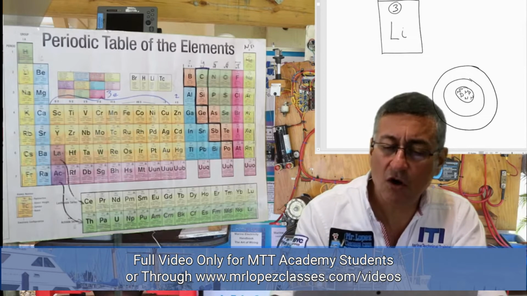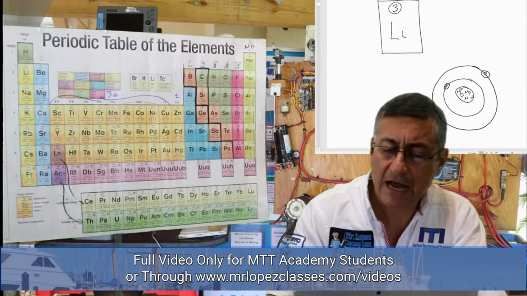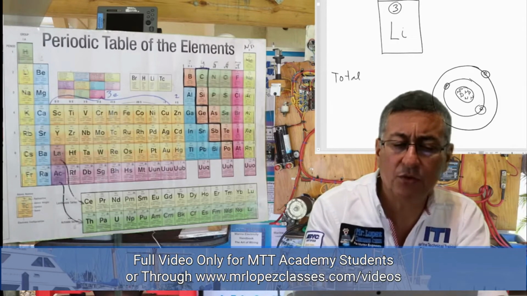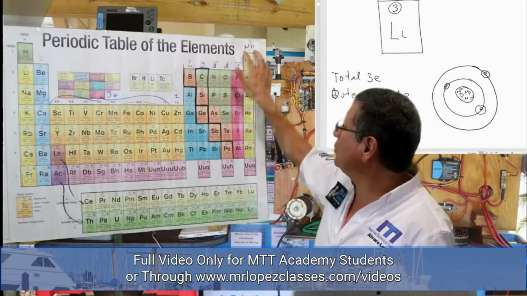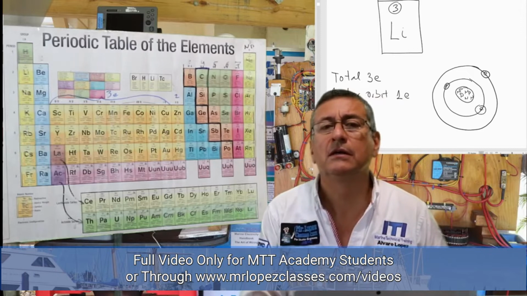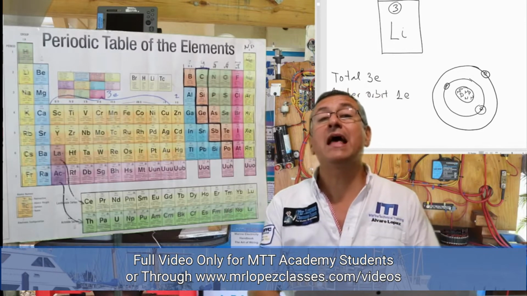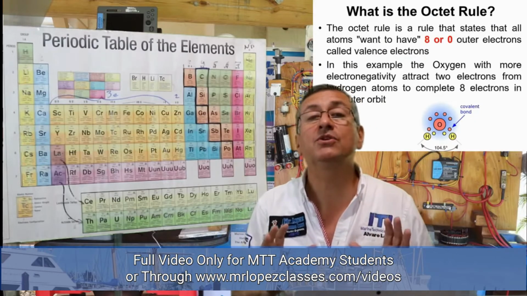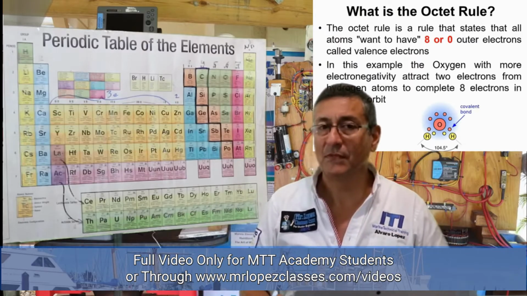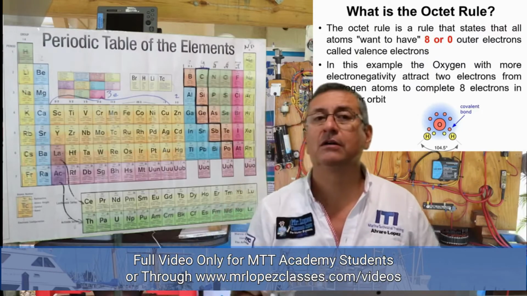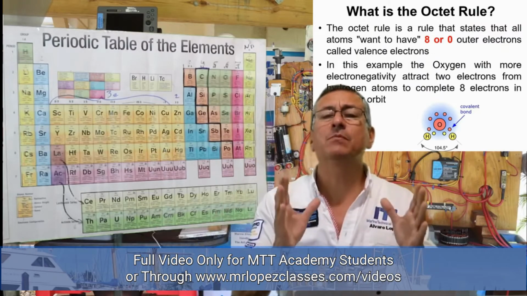in the last orbit, one electron, and in the previous orbit, two electrons. What is the meaning of that? In total, 3 electrons. What about those elements with 8 electrons in the last orbit? When an element has 8 electrons in the last orbit, that element is considered stable. When an element has 8 electrons in the last orbit or 0, the element is considered stable.